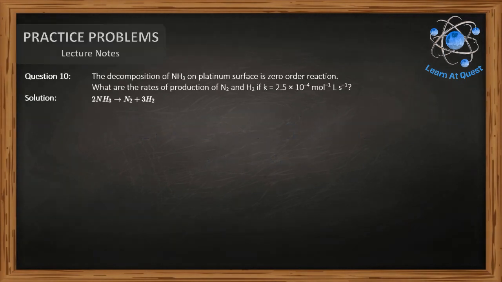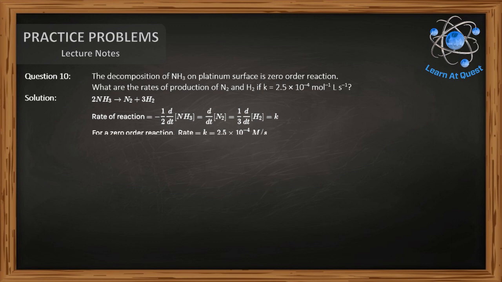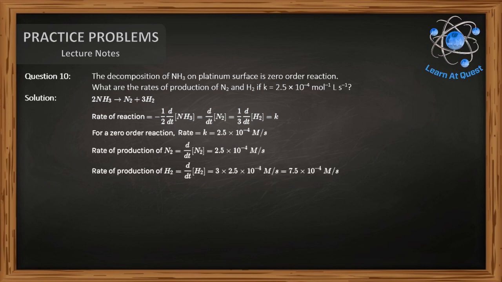Let us solve question number 10 from the lecture notes. The question is, the decomposition of ammonia NH3 on platinum surface is a zero order reaction. What are the rates of production of nitrogen N2 and hydrogen H2? If K, which is the rate constant, equals 2.5 multiplied by 10 raised to minus 4 mole inverse liters second inverse.